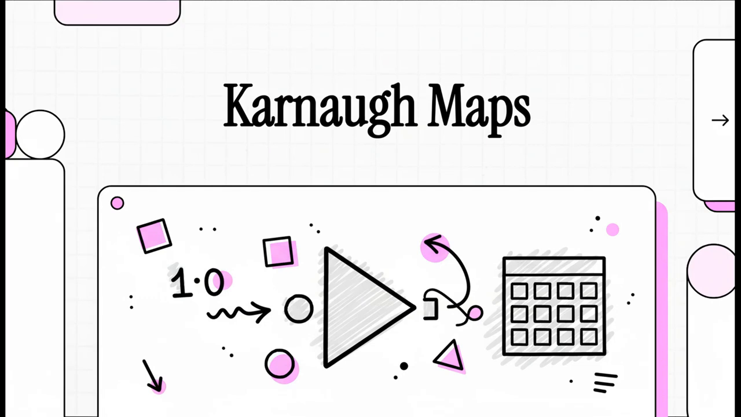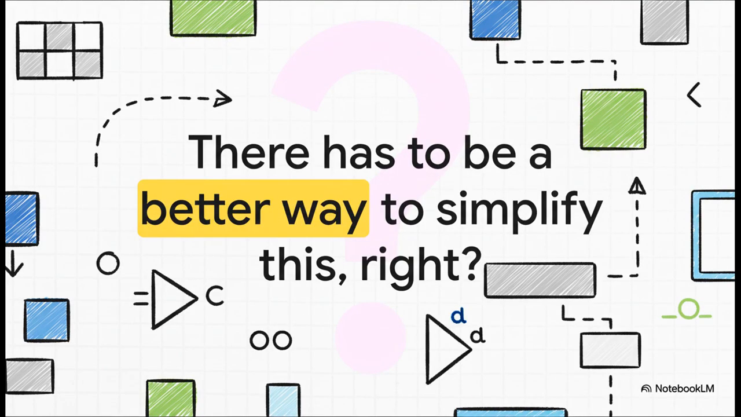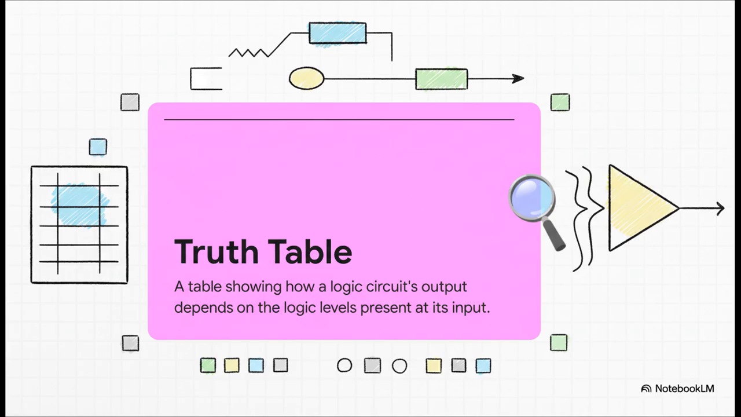Today, we're diving into a visual shortcut for messy digital logic, the Karnaugh map. Logic expressions can get really long, and that makes for clunky, inefficient circuits. So, there has to be a better way to clean this up, right? Well, there is. Often, you'd start with a truth table.